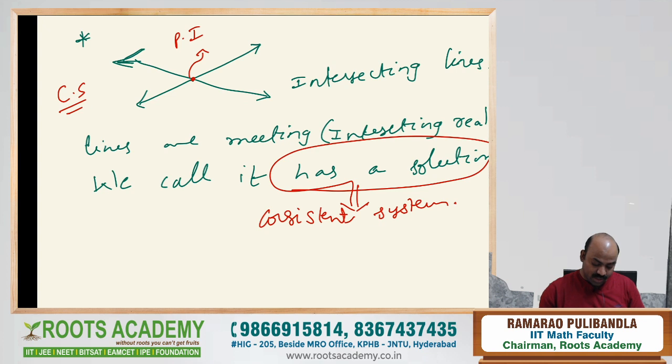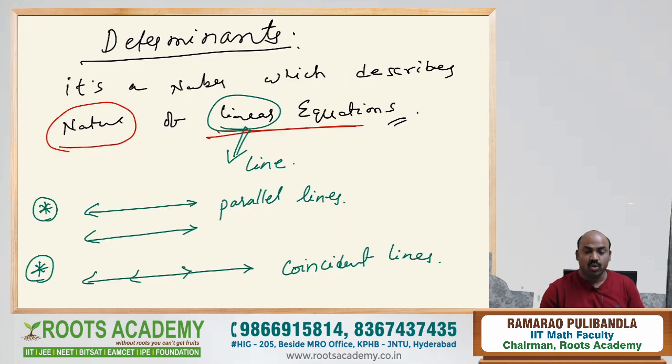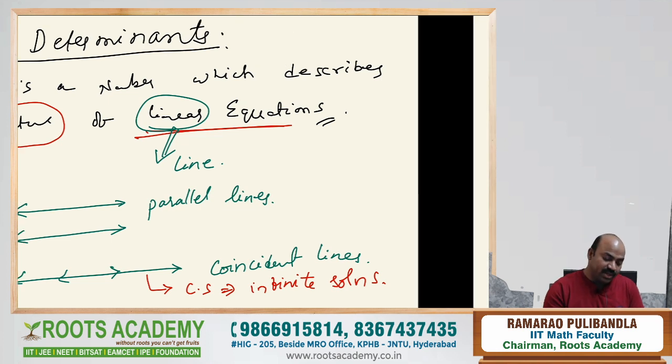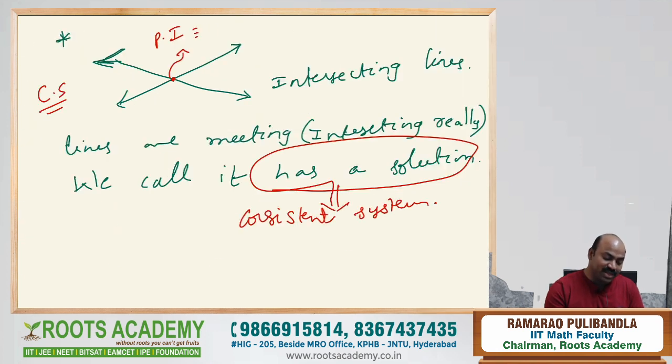Next, if I go here, see here, one is coincident, which means it has a consistent system, CS, and it has how many solutions? Infinite solutions. We don't know at how many points it is meeting, but it coincides completely on one another, which means it has infinite solutions. Here it has only one point of intersection, which is also called a unique solution, students.